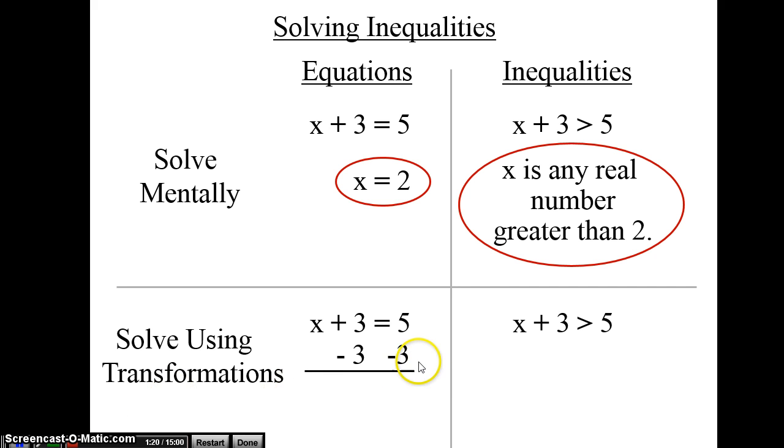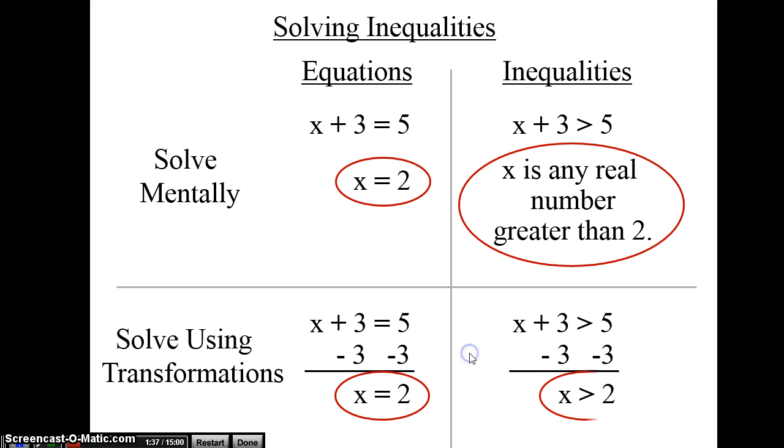We would be subtracting 3 on both sides, which basically is doing the inverse of adding 3, so x is equal to 2. I would also do the same thing for an inequality, except instead of an equal sign, you'll see me use the greater than sign. So x is actually greater than 2.